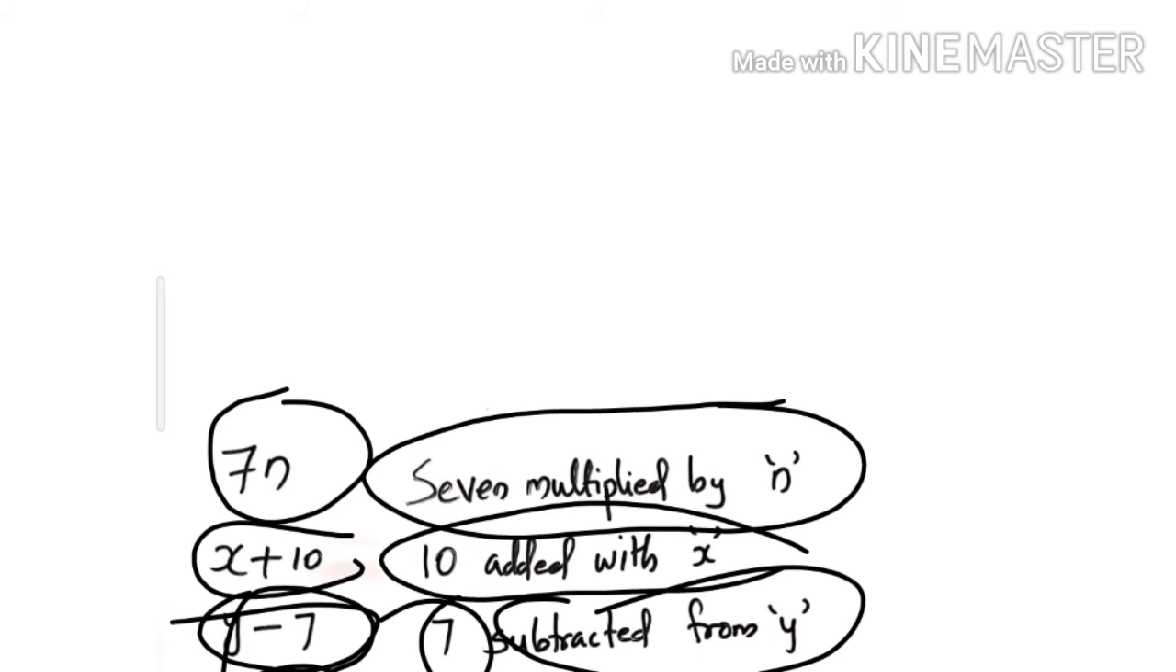7p minus 9 means firstly 7 is multiplied by p. Firstly 7 is multiplied with p, and then 9 is subtracted from that product. Firstly we multiplied 7 with the variable p, we got some answer. Now 9 is subtracted from that answer.